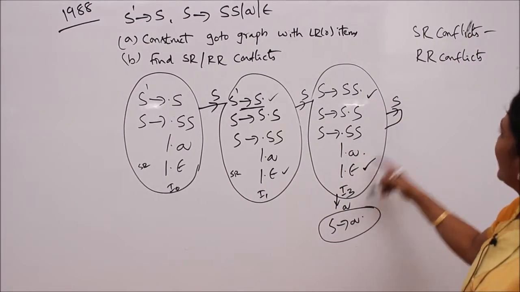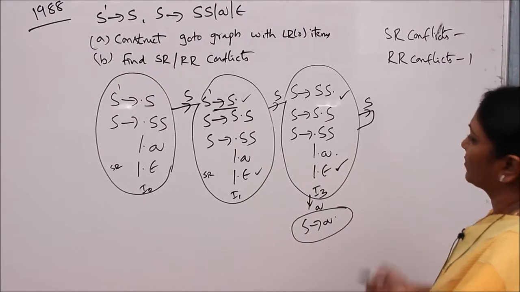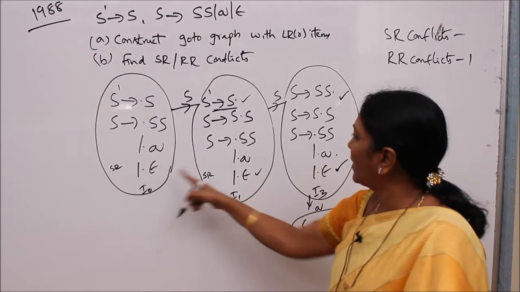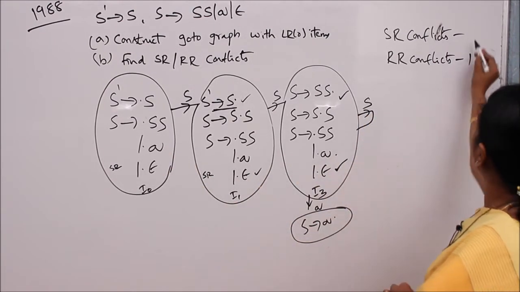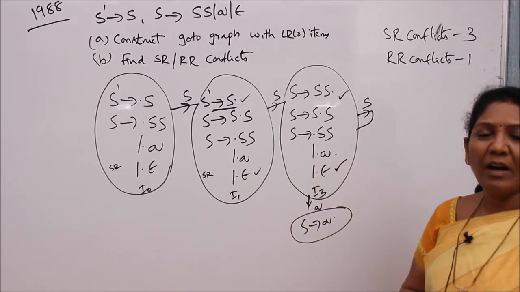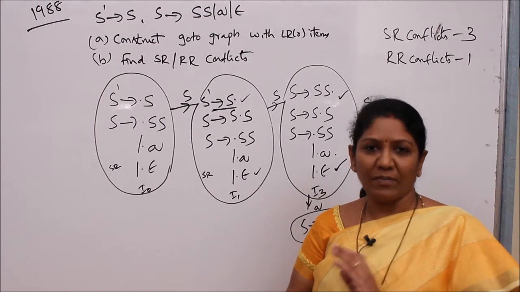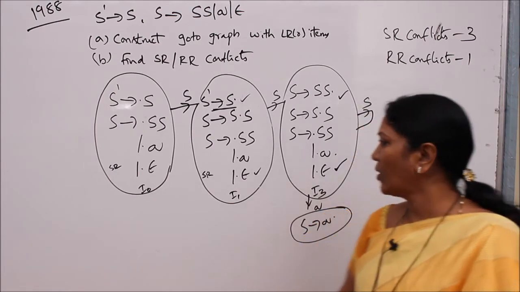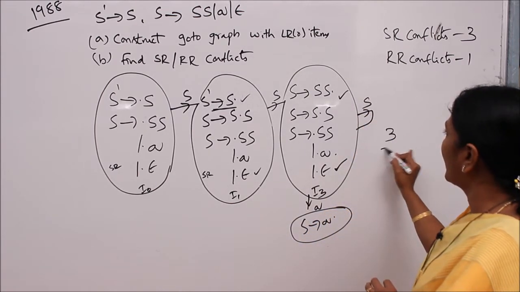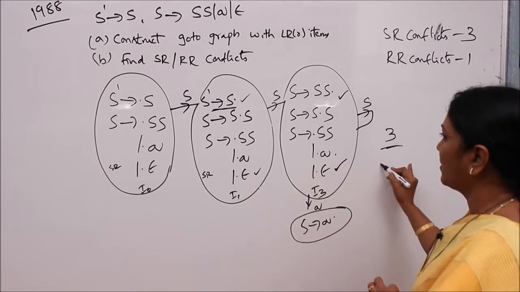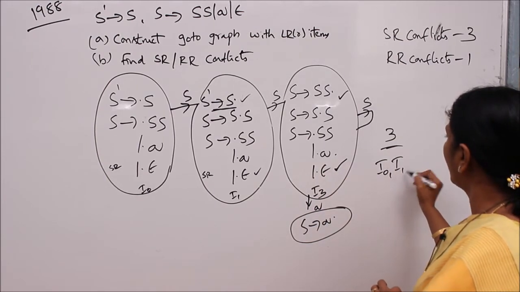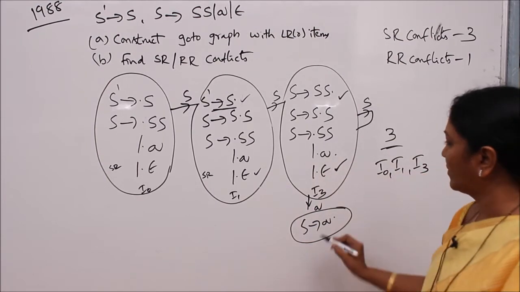RR conflict is only 1. SR conflicts are 1, 2, 3. Or I can modify the question like this. Find out the number of inadequate states. Means how many? 3. Number of inadequate states are 3, which are nothing but I0, I1 and I3.